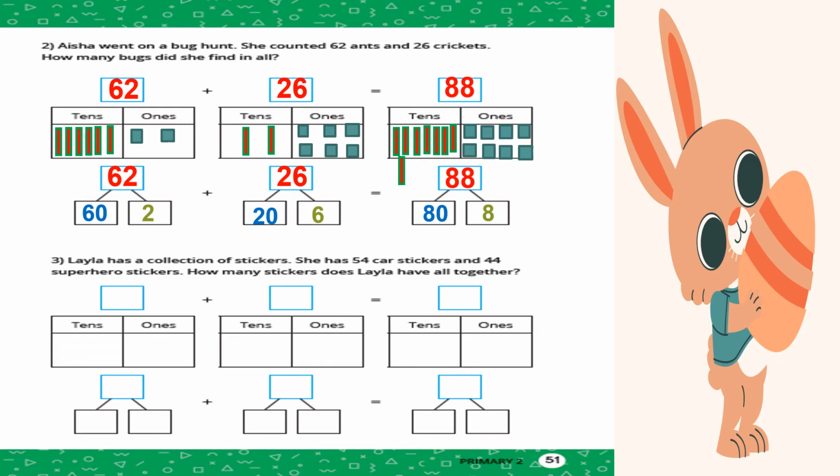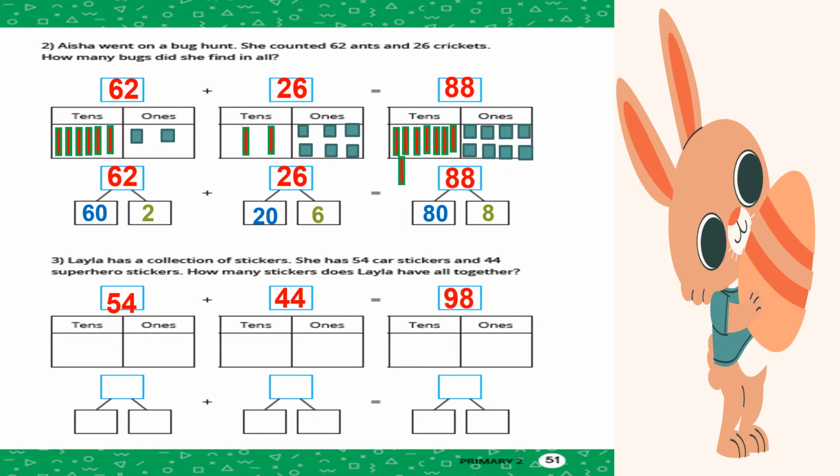Story problem number 3. Layla has a collection of stickers. She has 54 car stickers and 44 superhero stickers. How many stickers does Layla have all together? All together is a keyword for what? Yes, it is a keyword for addition. So 54 plus 44. Ones with ones. 4 plus 4 equals 8. 5 plus 4 equals 9.